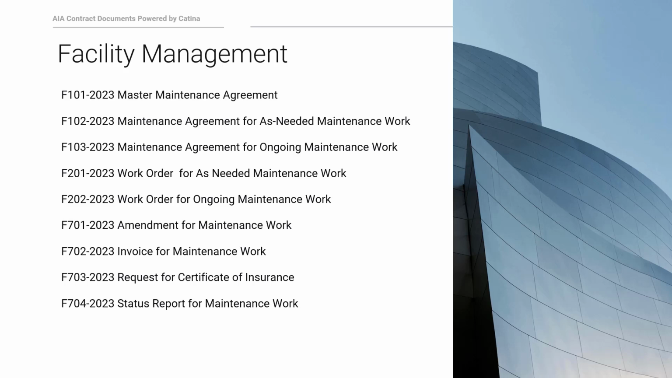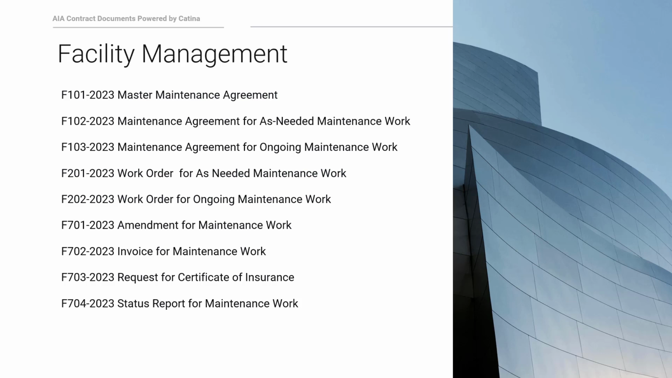The agreements are structured similar to the master agreements, where you have an F101 master maintenance agreement, which should be used when an owner or facility manager intends to engage the same maintenance contractor on multiple individual projects over a period of time. The F201 and F202 are for as needed or ongoing maintenance work. Use of the F101 plus a work order creates a contract that includes both the terms and scope of the maintenance work. It is an ongoing situation, which is the very nature of maintaining a facility.